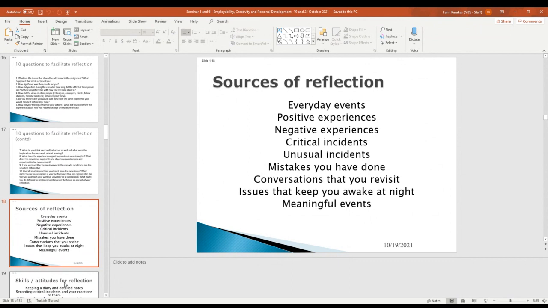What could you choose for your reflection? These can be positive or negative experiences, but we call them critical incidents. These might be unusual incidents, mistakes that you have made, conversations that you revisit at night, or any other issues that keep you awake at night.